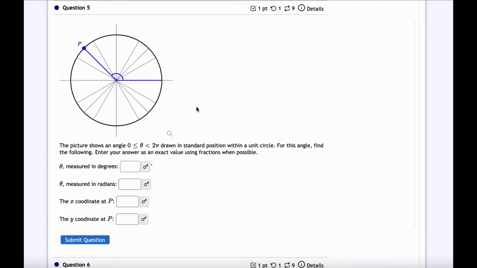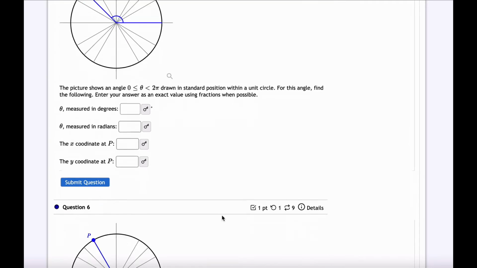Question 5, kind of the same idea, except now you're not drawing anything. They pick the point for you. So it's going to randomly select one of the 16 memorized points on your unit circle, and you have to be able to tell it what the angle is measured in degrees and measured in radians. You want the angle between 0 and 2 pi or 0 and 360 degrees, and then also give it the x and y coordinates of that point. And I think you do that twice.